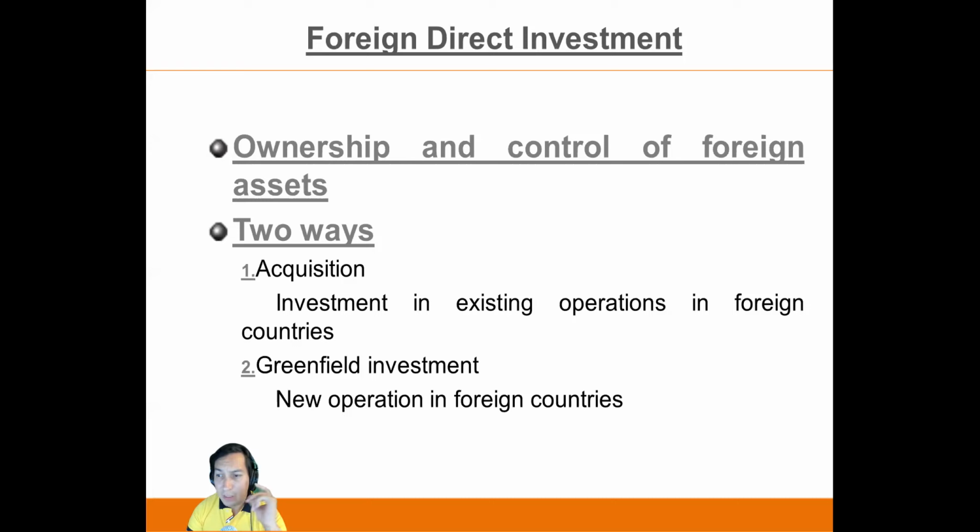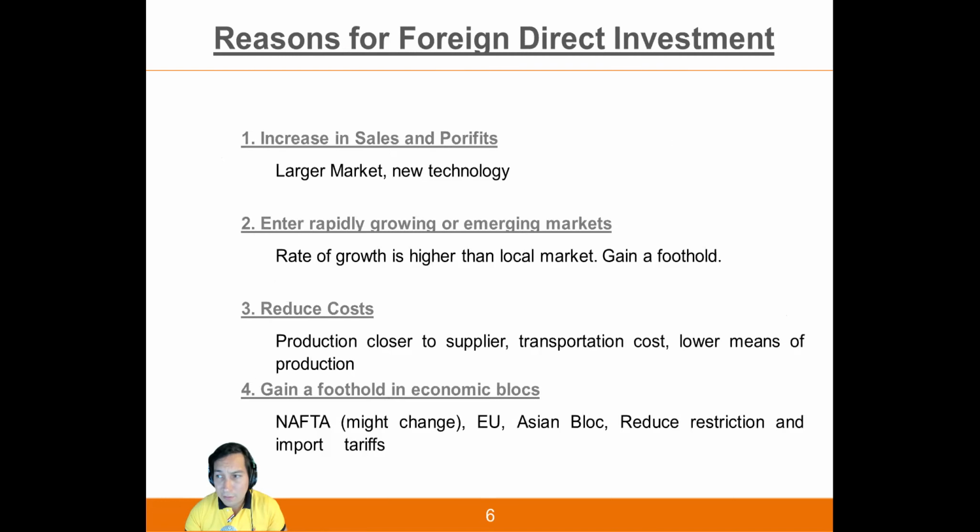So how would you do it? It would depend on what your objective is, what your resources are, whether you have studied the market that you're entering, and whether you have your net present value analysis to make sure it's worth moving to that country or territory. And what are the reasons for foreign direct investment?